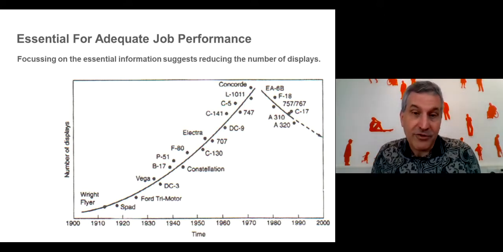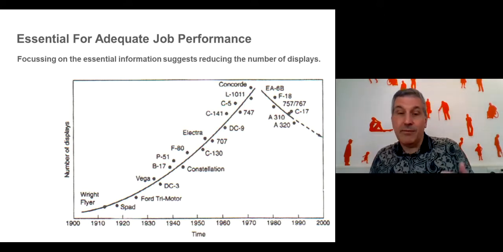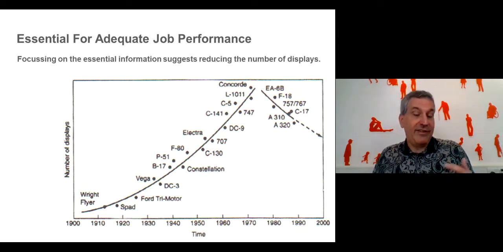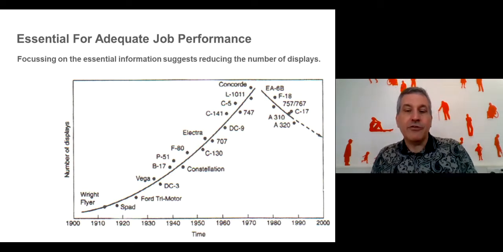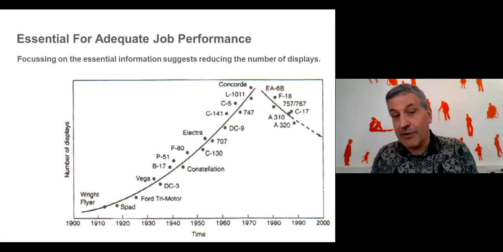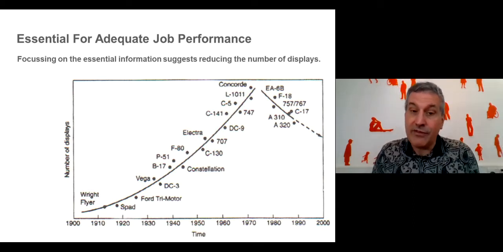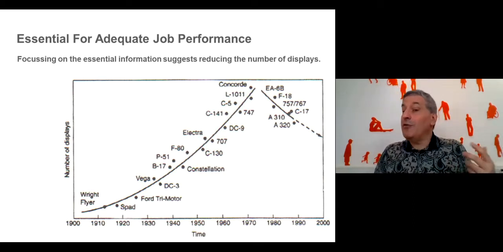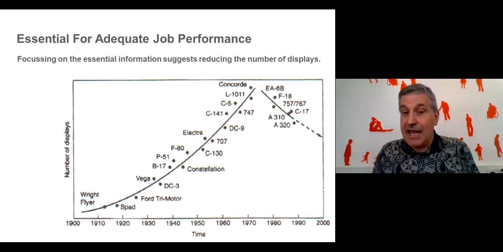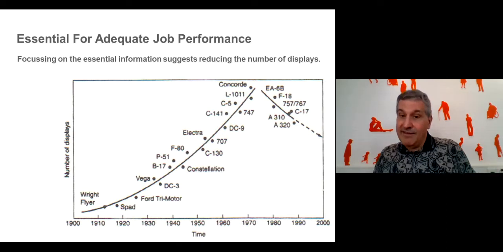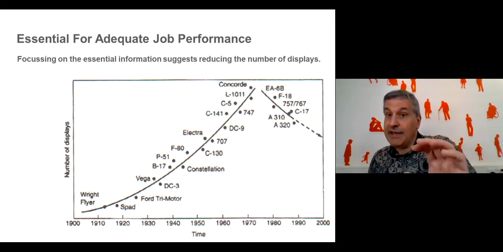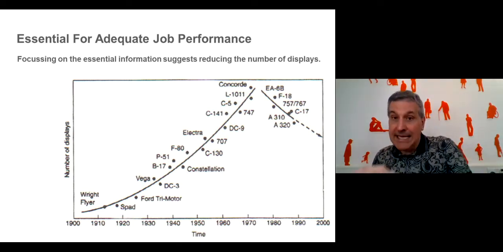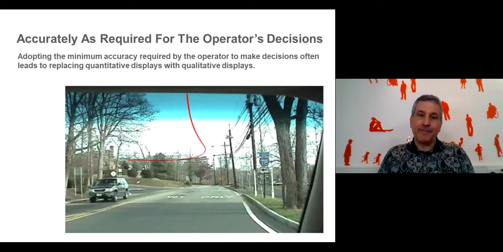And you see the same trend in road vehicles, whether it be automobiles or lorries. You see similar trends with rail transport. You see it with all kinds of complex systems. You see it with software and apps. Not too many apps today have hundreds of menu options. The menus are restricted and simplified because we're only presenting what's adequate and needed for the job performance.